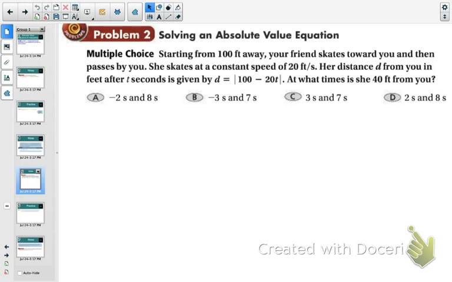Okay, so we can set up the equation here. d equals absolute value 100 minus 20t. And we want to know when she's 40 feet from you. So 40 feet is going to go in for our distance. So let me just replace d with 40. So when does the absolute value of 100 minus 20t equal 40?